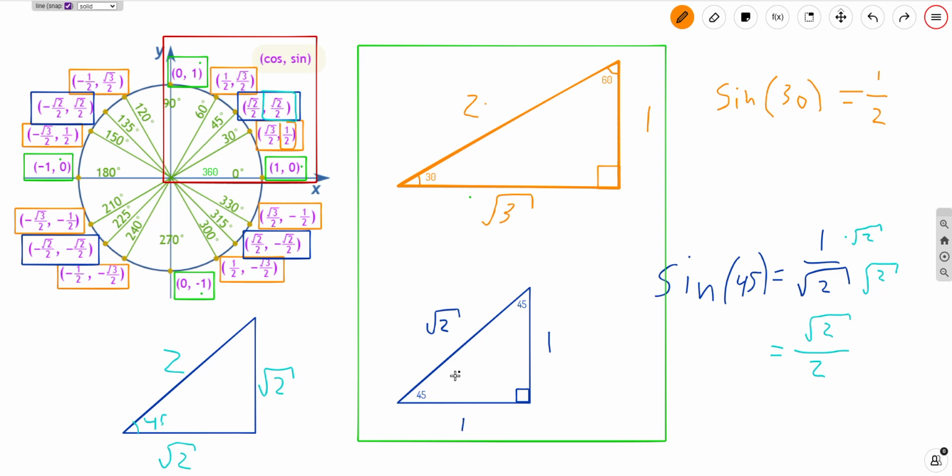The second triangle that's important is this triangle here, which is the 1, 1, square root of 2 triangle. Now, this one is a little bit tricky because when you look at it, you can see sine of 45 is 1 over square root of 2. El sine de 45 es 1 entre raíz cuadrada de 2.